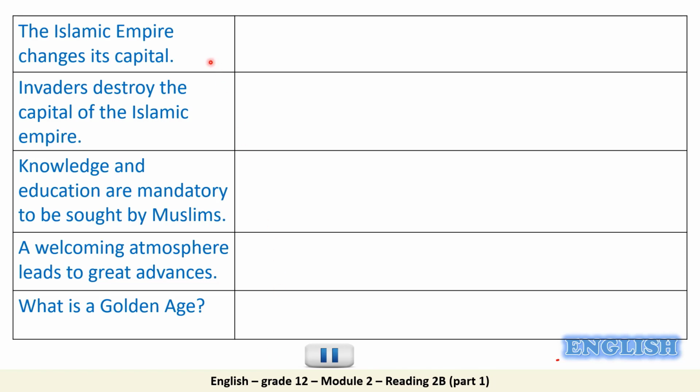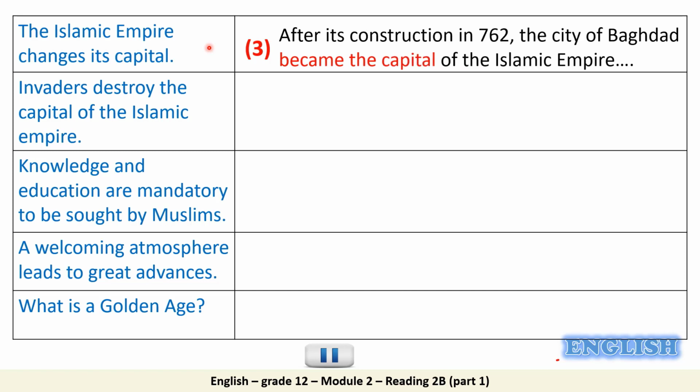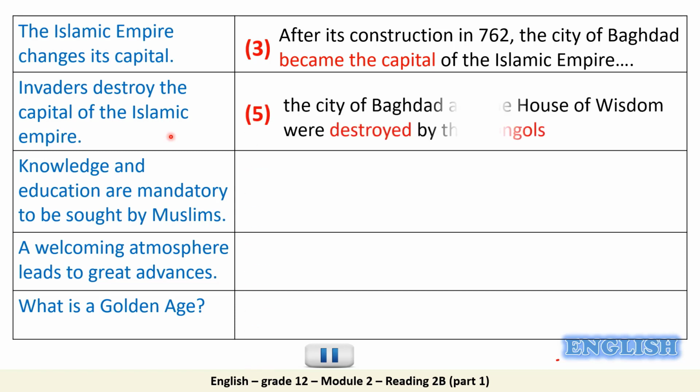Well, the Islamic Empire changes its capital. Where can you find this idea? Okay, it is in the 3rd paragraph, and we have Baghdad became the capital, so changes its capital. Invaders destroy the capital of the Islamic Empire, and this is best matched to paragraph 5, and the invaders are the Mongols, who destroyed the capital of the Islamic Empire.